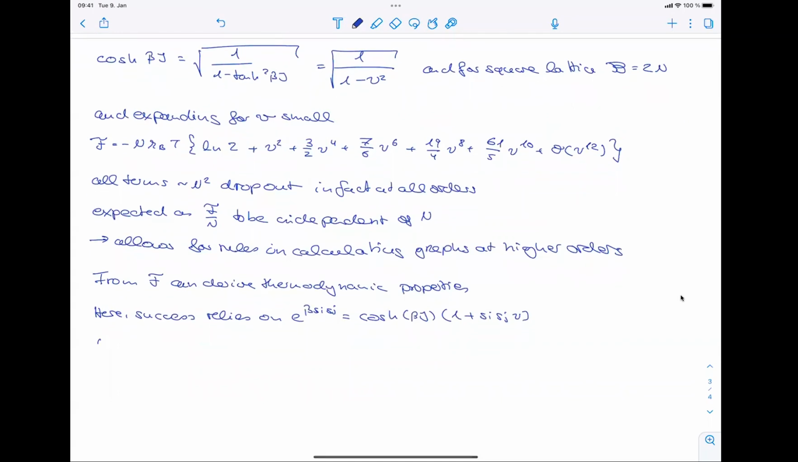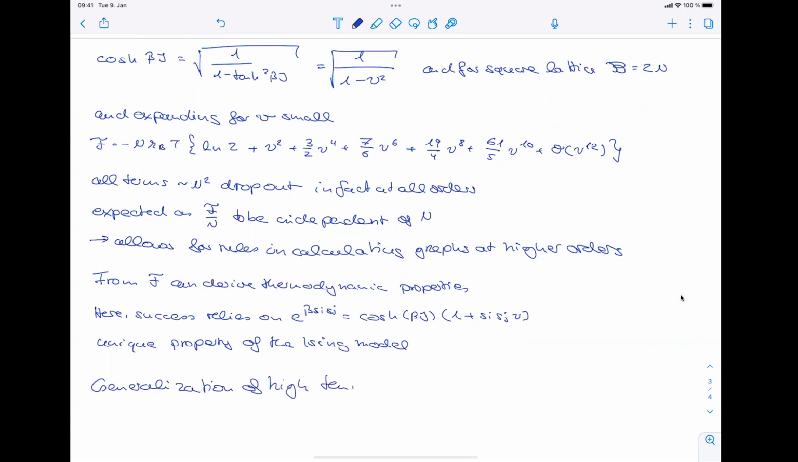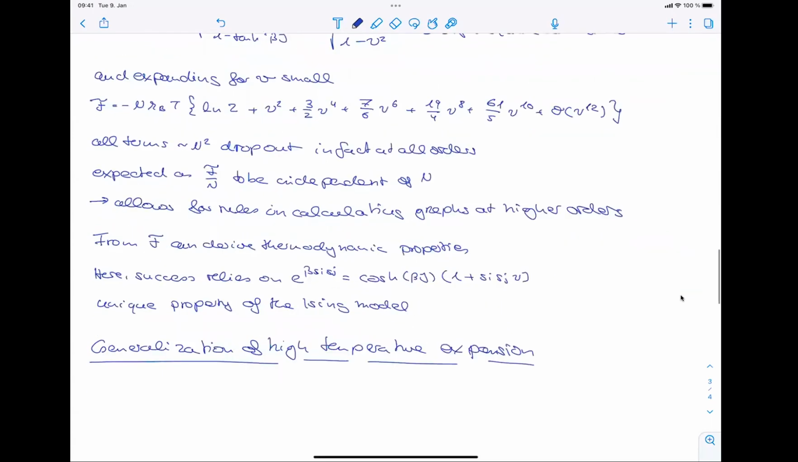Which is unique to the Ising model. Okay, so how can we generalize? That's the next point. So the generalization of the high temperature expansion.